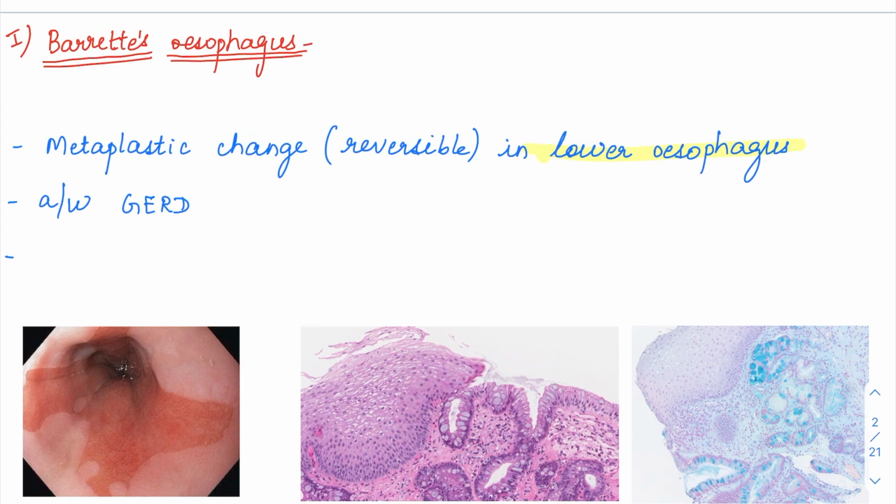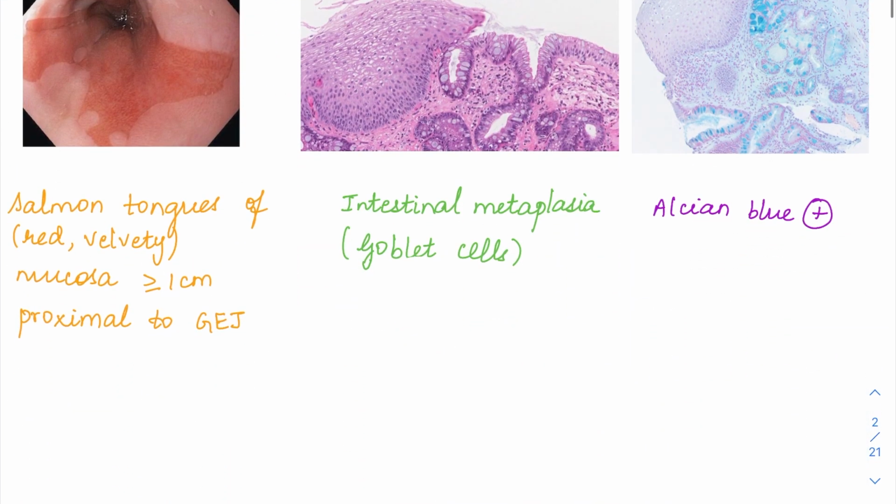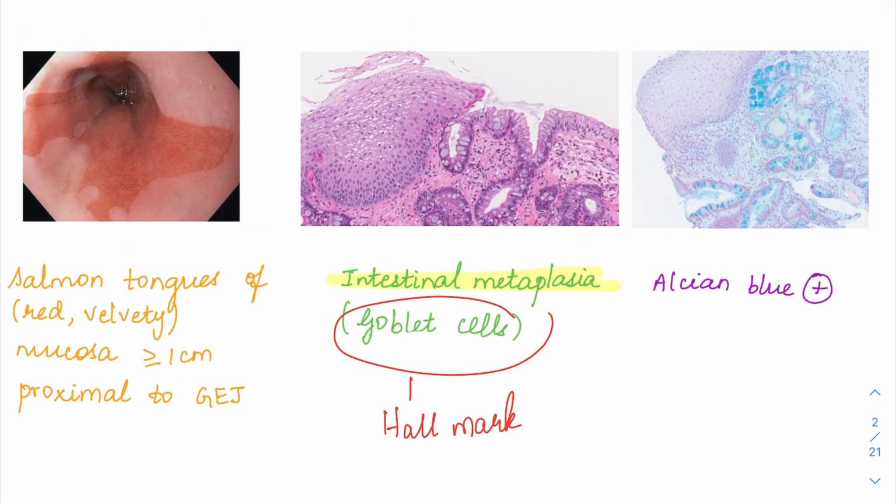So what is Barrett's esophagus? It is just a cellular adaptation, which is a metaplastic change. Being a cellular adaptation, it is going to be reversible, a reversible change which has occurred in response to the irritant stimulus, which is the gastroesophageal reflux. It is going to cause intestinal metaplasia. What is the hallmark of intestinal metaplasia? It is the presence of goblet cells. Goblet cells which produce the mucin are the hallmark of intestinal metaplasia or Barrett's esophagus.